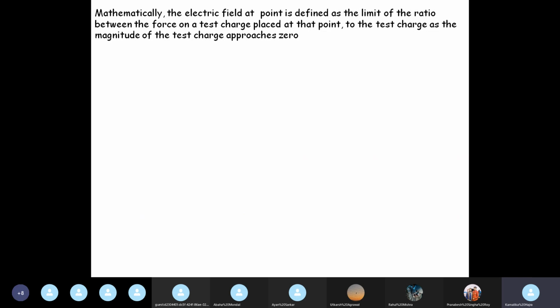Mathematically, the electric field, now this was the physical definition and the mathematical expression. Since F equal to Q into E, the electric field at that point is defined as the limit of the ratio between the force on a test charge placed at that point to the test charge as the magnitude of the test charge approaches 0. Now what does that mean? E is equal to limit Q tends to 0 F by Q. This is the mathematical definition of the electric field.